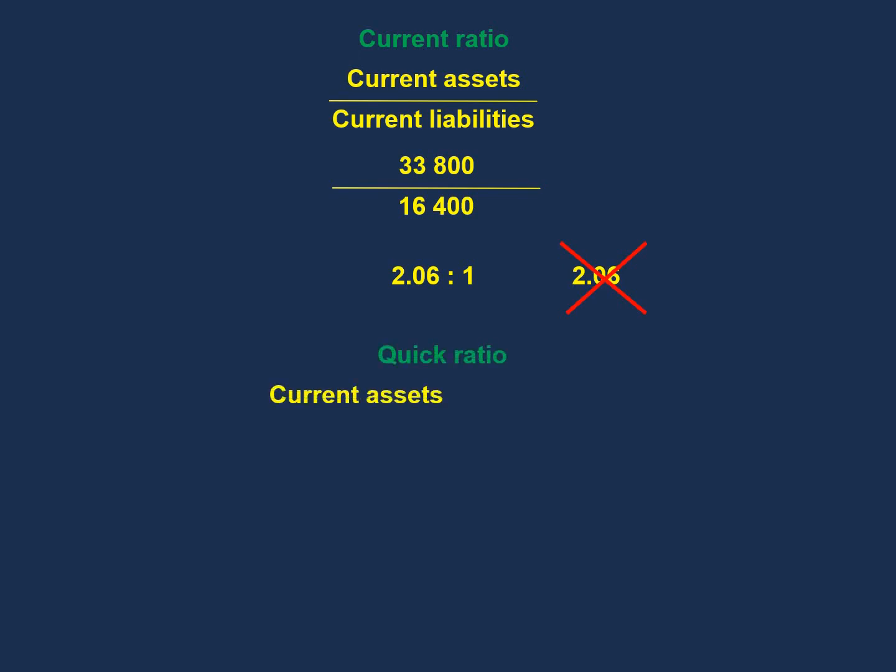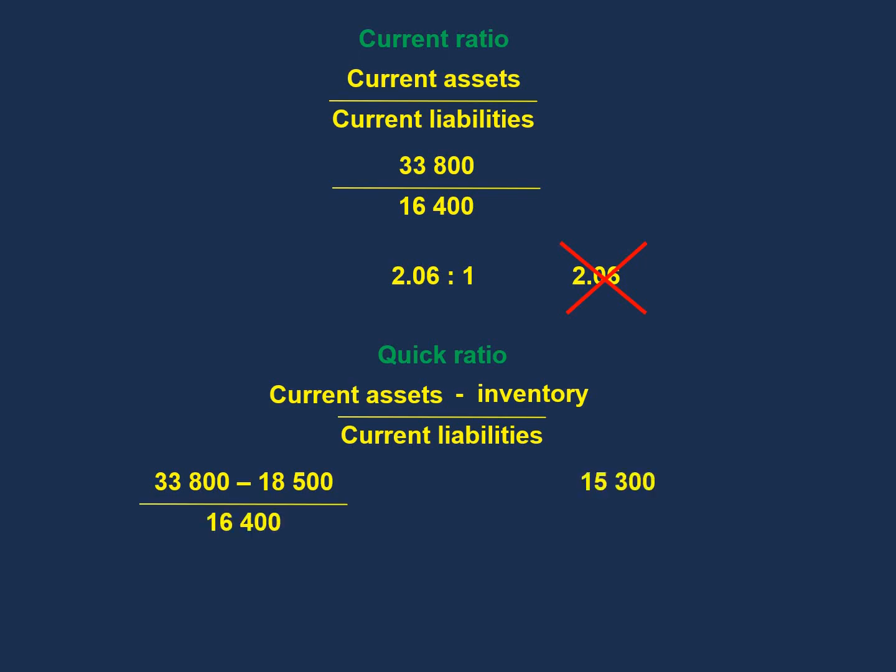The next one is our quick ratio. Our quick ratio is our current assets less our inventory over our current liabilities. So we already calculated our current assets, but now we need to subtract our inventory. Then if you take 33,800 less 18,500, we get 15,300, and our current liabilities will remain the same. Then our answer will be 0.93 to 1. This means that if inventory is removed from our current assets, then the business can cover its liabilities 0.93 times. Let's move on to efficiency ratios.